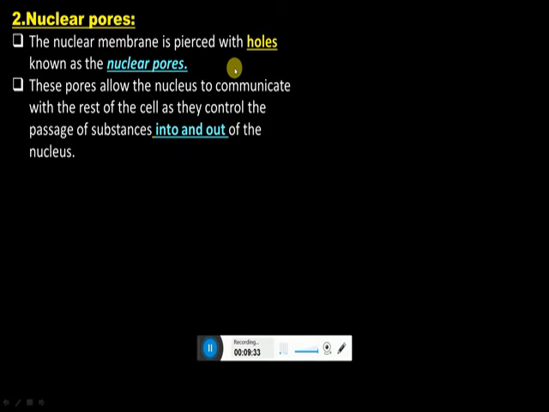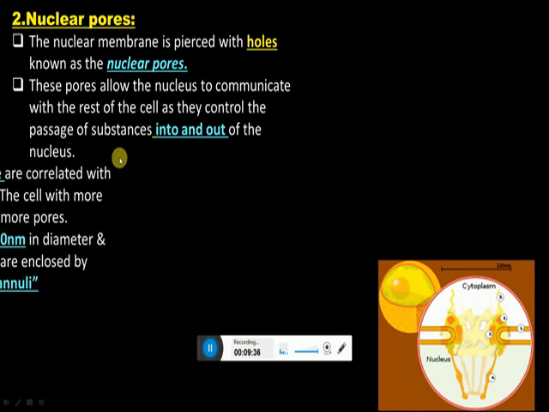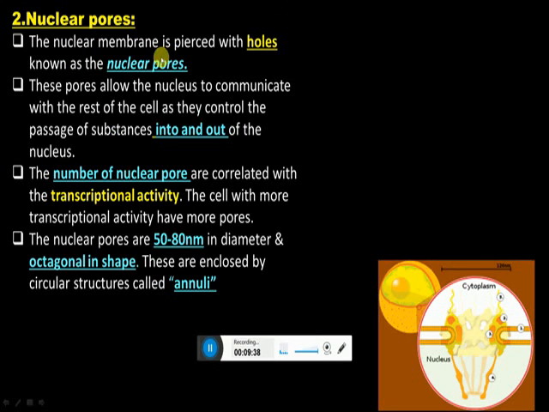Then we are moving on to the second point, that is nuclear pores. The nuclear membrane is pierced with holes. Those holes are referred to as nuclear pores. These pores allow the nucleus to communicate with the rest of the cell, as they control the passage of substances into the nucleus and out of the nucleus. The number of nuclear pores is correlated with the transcriptional activity of the cell. A cell with more transcriptional activity has more nuclear pores.